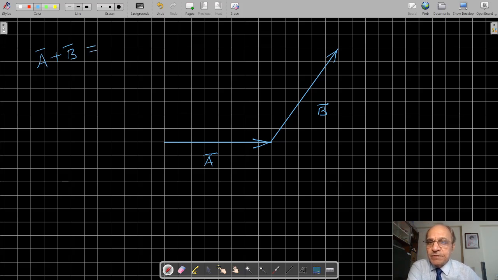So let us say A plus B equals C. That means if we apply vector C only, or if we apply A and B both on an object, then the effect, the outcome, would be identically the same.